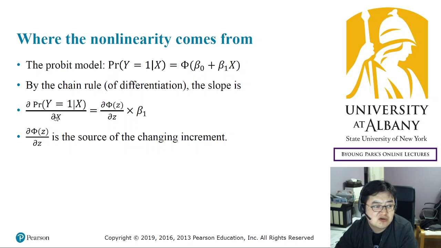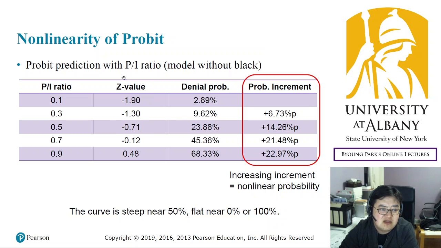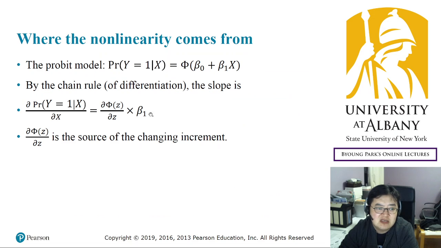If you differentiate this function with respect to x, you have to differentiate the function inside and the function outside and multiply them, right? Because it's a composite function. You have this. The nonlinearity is obviously coming from this. The coefficient is always constant. So the effect of beta 1 is this step. The change in pi ratio causes a change in z value as much as beta 1. And then from z value to probability is this.